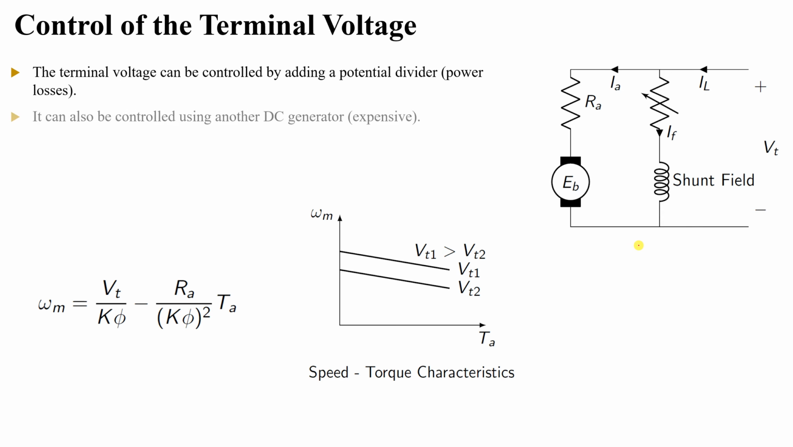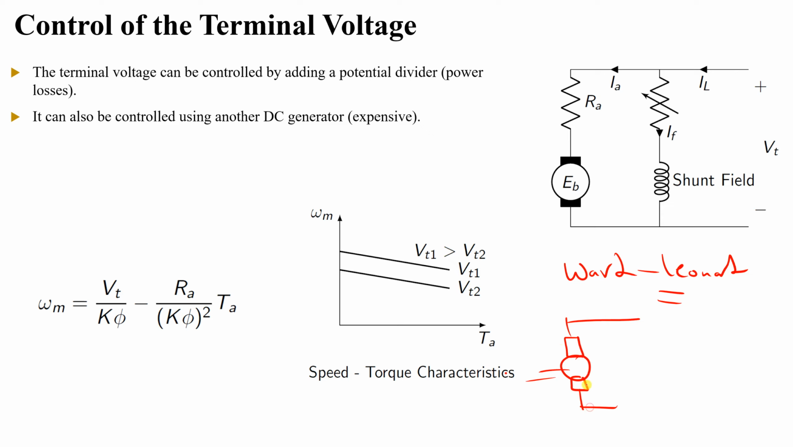Another option is that you can add another DC generator. Remember that when we said the word Leonard method in the previous section for our DC generators, we said that we can add a DC generator driven by an induction motor, and by controlling the output of the DC generator we can control V terminal of our motor, and hence we can control its speed. Of course, this is an expensive method because you will need a DC generator and an induction motor.